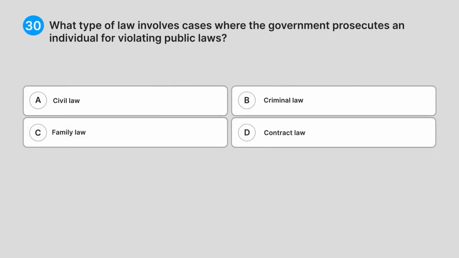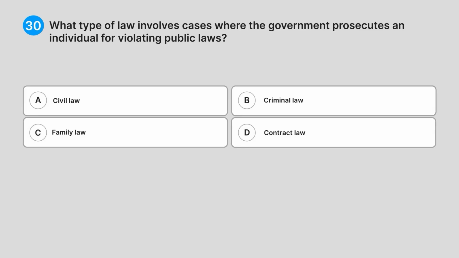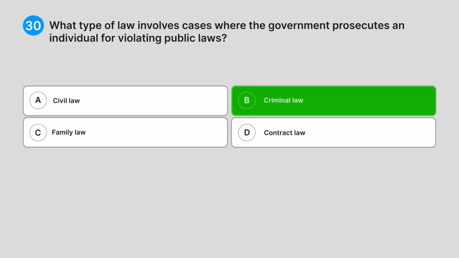30. What type of law involves cases where the government prosecutes an individual for violating public laws? A. Civil law. B. Criminal law. C. Family law. D. Contract law. Can you guess the answer? Correct answer, B. Criminal law.